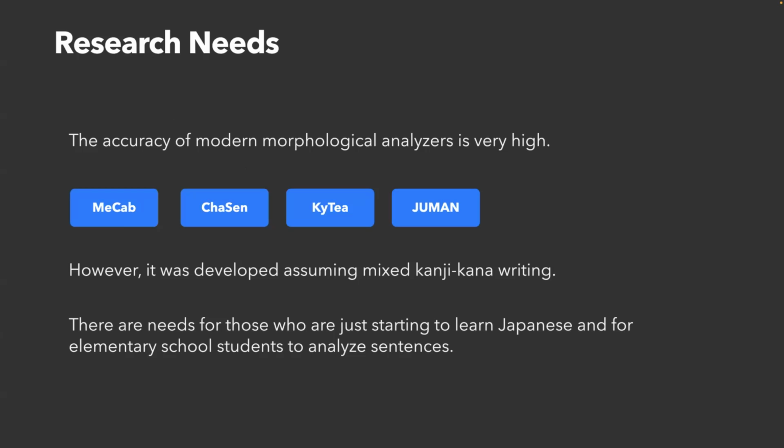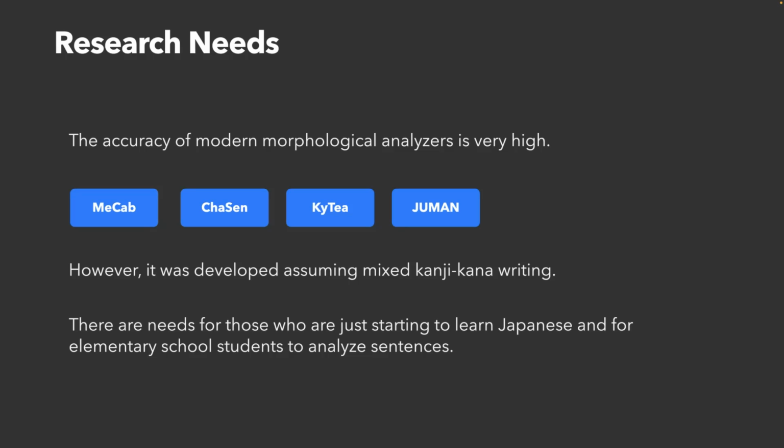Explain the background. The accuracy of modern morphological analyzers is very high, and there are systems such as MeCab, ChaSen, Kyte, and Juman. However, these systems were developed for kanji-kana mixed sentences, so they can't analyze only hiragana sentences.